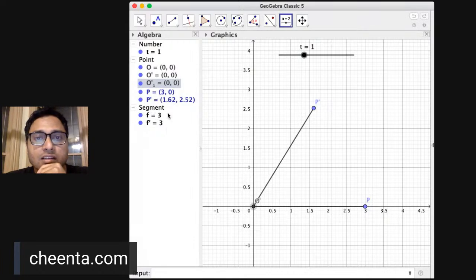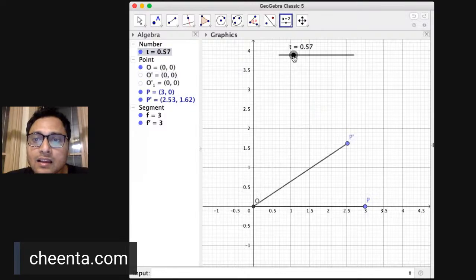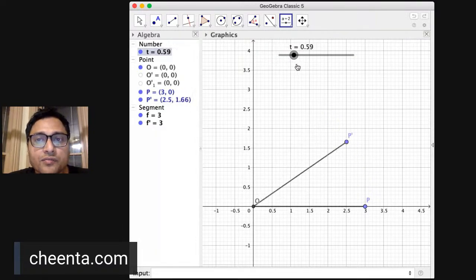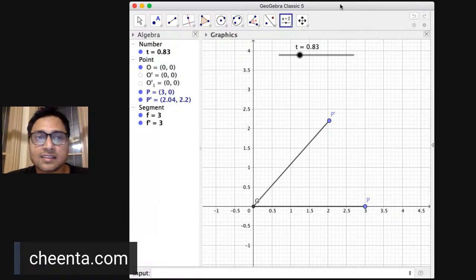I will hide this one, and this one as well. Okay, cool. Can all of you see this rotation happening? This OP is sort of moving. This is beautiful.